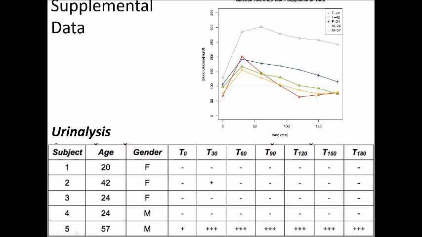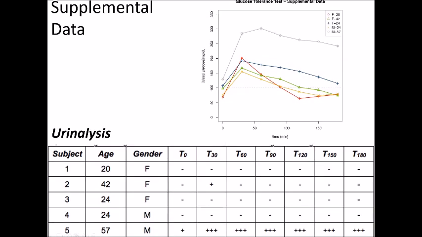If you look at the urinalysis data, note that in every case, for the normal tests, the subject had no glucose in their urine, so that was normal. We don't expect to see any glucose in the urine. Interestingly, for the pre-diabetic subject, we saw that at the 30-minute mark, they had a trace amount of glucose. And then subject 5, the diabetic one, had high glucose in their urine the whole time.